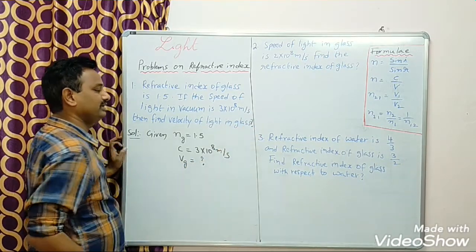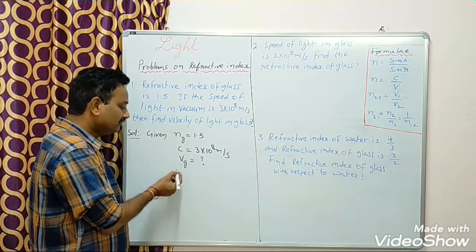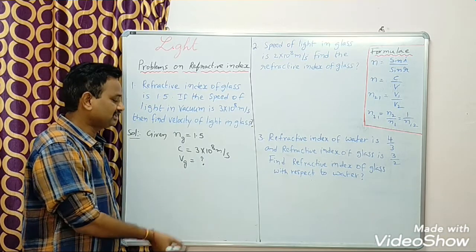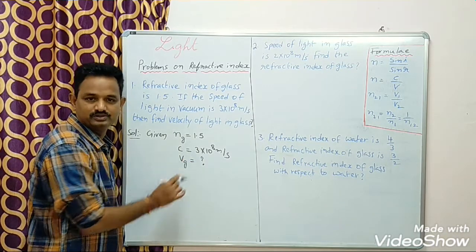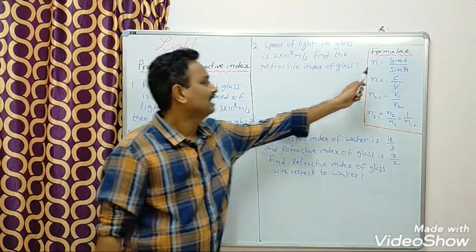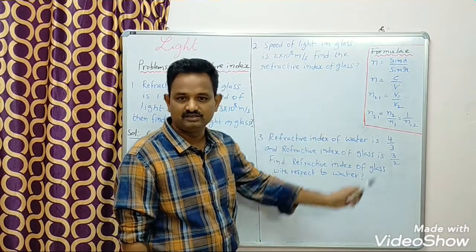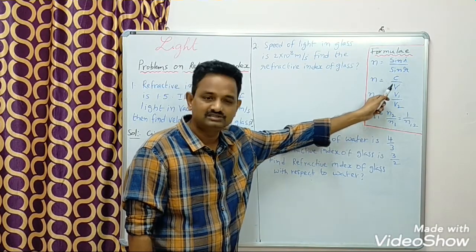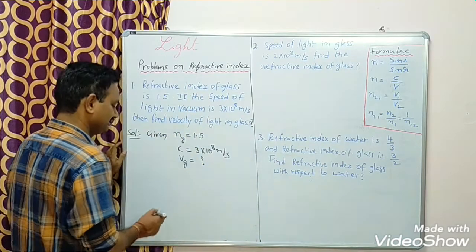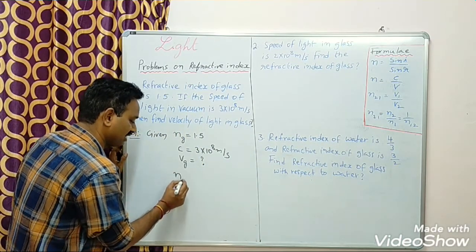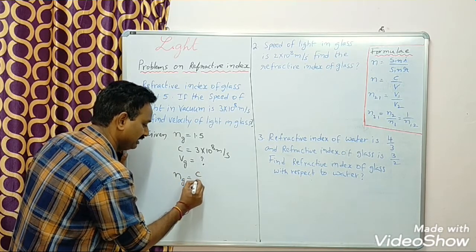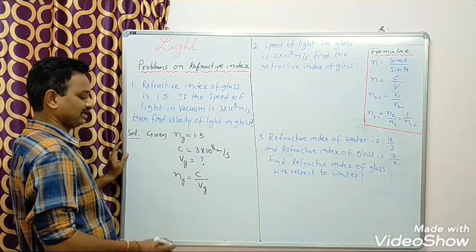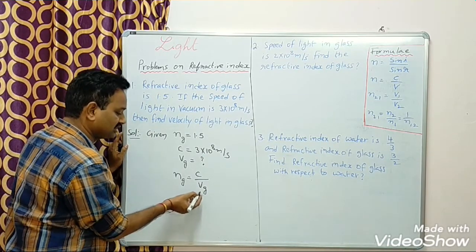Okay. So here we need to calculate velocity of light in glass with respect to speed of light in vacuum. That is absolute refractive index. What is the formula we have for absolute refractive index? That is n equal to c by v. Refractive index of glass equal to c by v. v means velocity of light in glass. From that we need to calculate velocity of light in glass.